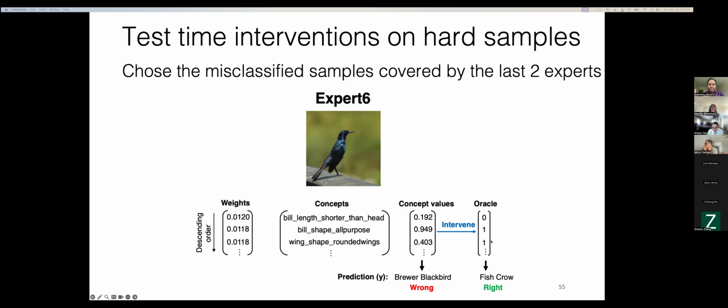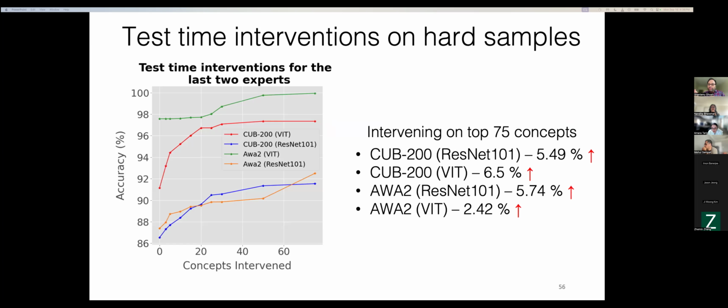So this is the setup of the test time intervention on the hard samples. When we intervene on the top 75 concepts on only the hard samples, we actually saw this performance gain. For example, say for CUB200, ResNet 101, the performance gain was like 5.5%. For ViT, it is like 6.5%. And this is actually consistent for different architectures and for different data sets.